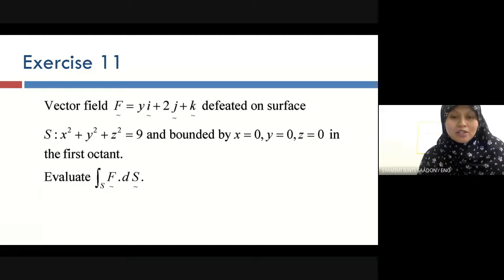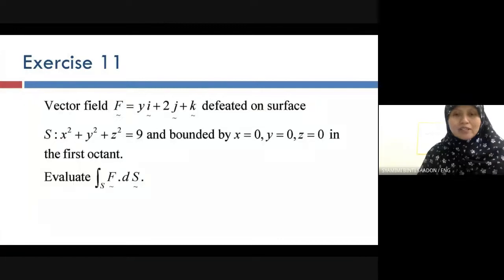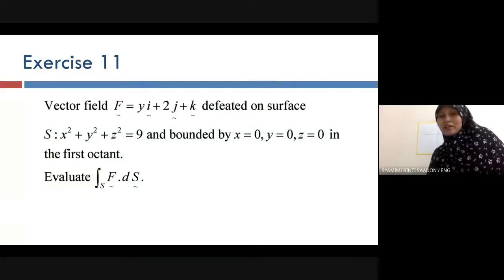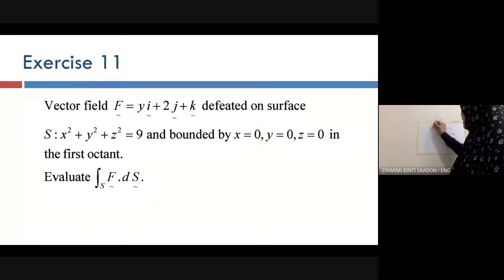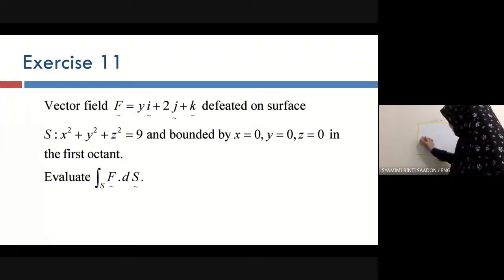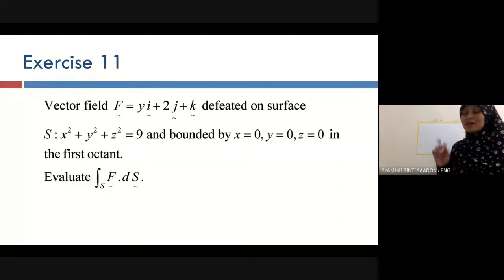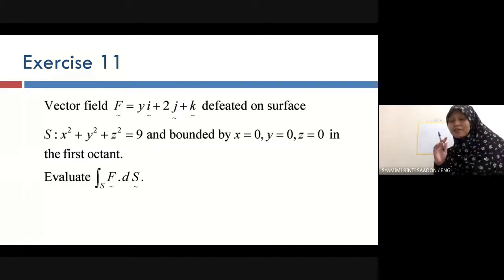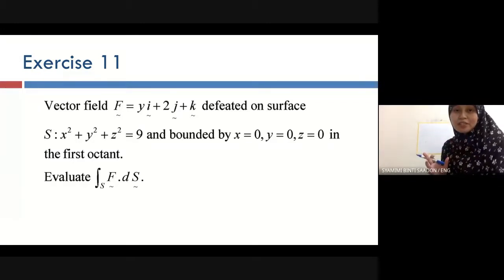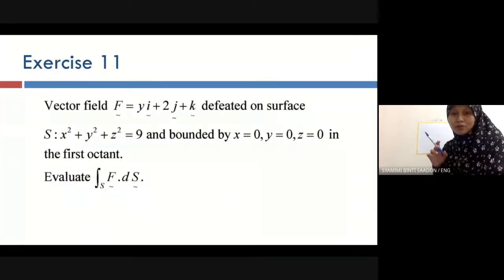Okay, we try to do this exercise 11. Evaluate the integral of vector F dS. First, we try to sketch the region, the region mentioned in the question: the surface, the boundary values, etc.